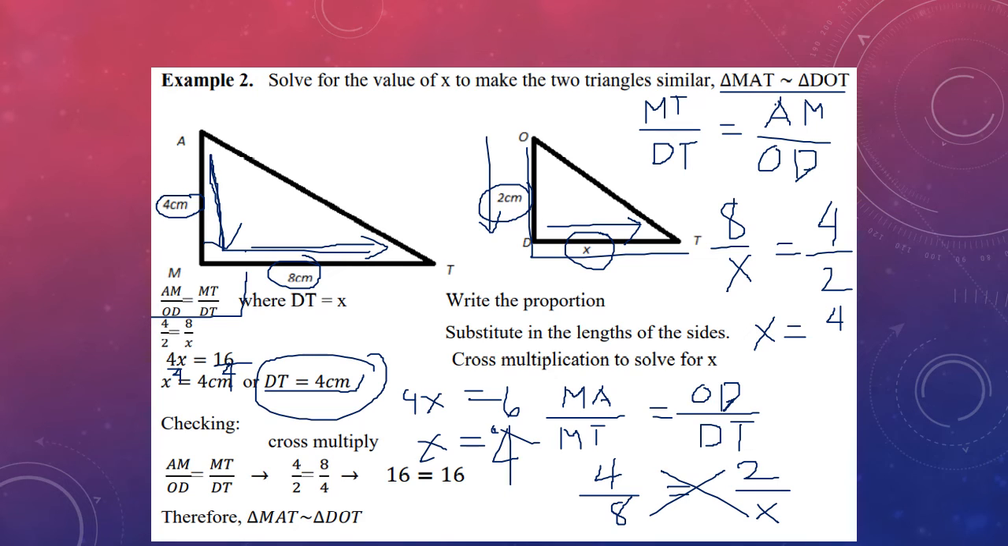Then if you're going to check, the original given ratio and proportion, AM over OD equals MT over DT. So that is 4 over 2 equals 8 over 4. If you're going to cross multiply, they have the value which is 16. If their corresponding sides are proportional, therefore these two triangles are similar. Okay? Then therefore triangle MAT is similar to triangle DOT.